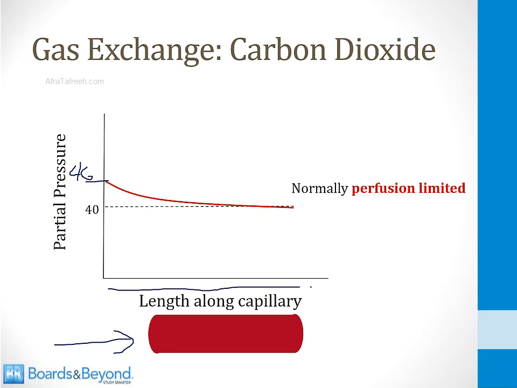As blood moves along the pulmonary capillary, it releases carbon dioxide and therefore the level falls and it equilibrates with the alveoli, and therefore carbon dioxide, just like oxygen, is also normally perfusion limited in terms of gas exchange.